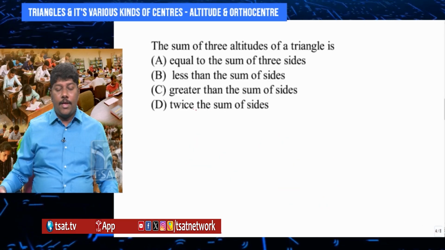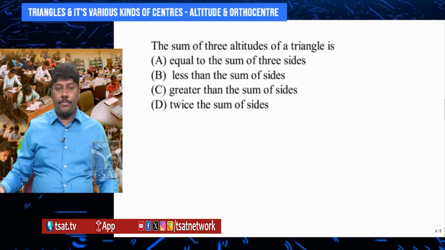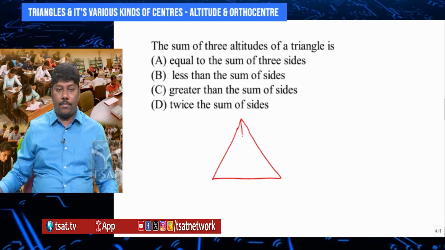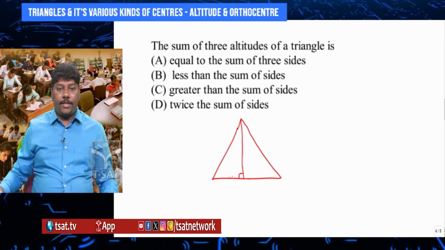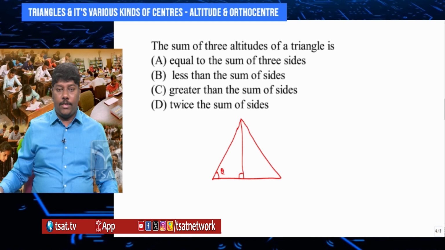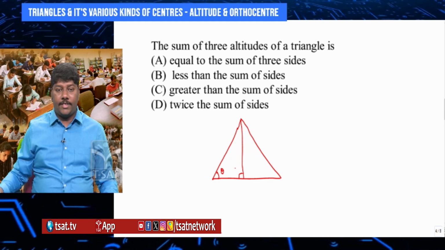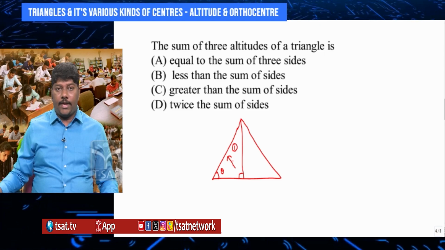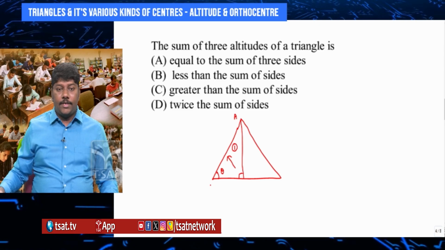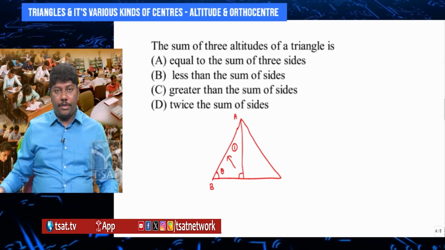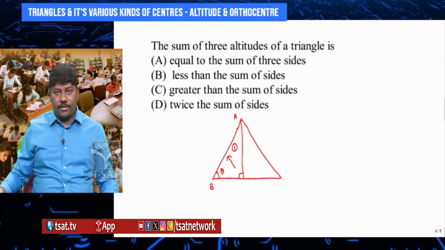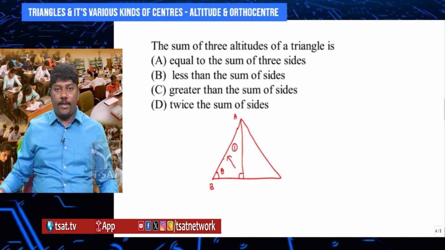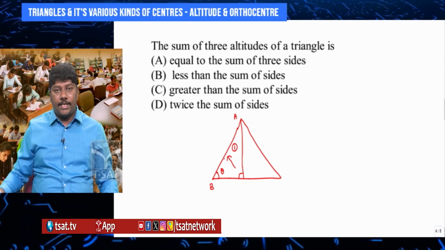Look at the next question. The sum of 3 altitudes of a triangle. If I take one altitude, if I take this angle theta, this theta is always less than 90 degrees and the side is opposite to 90 degrees. If I consider this particular triangle 1, in this triangle 1, obviously side AB is opposite to the altitude, therefore I can say it is called the hypotenuse. It is opposite to the right angle, so it is called the hypotenuse. Hypotenuse is the larger side in a triangle.